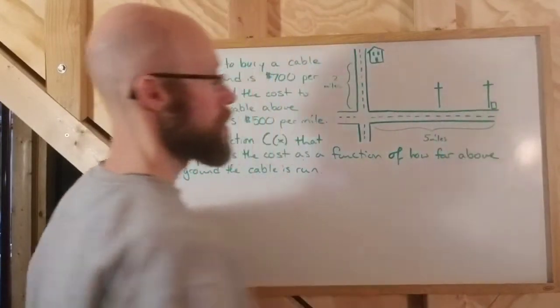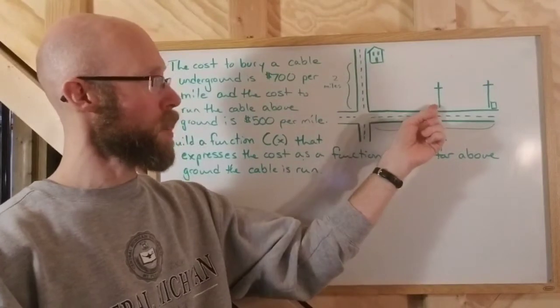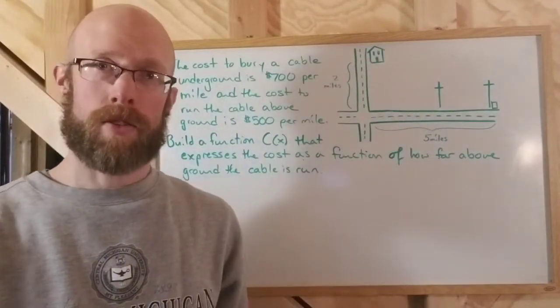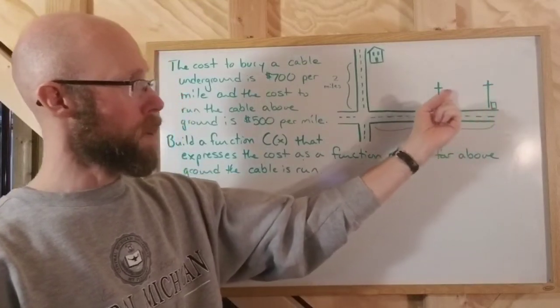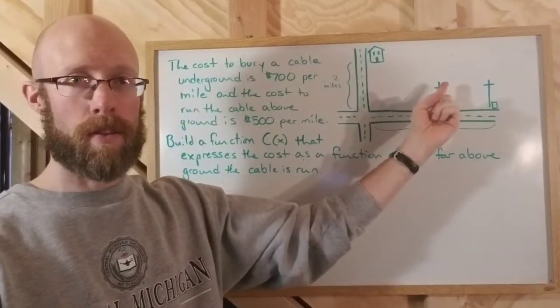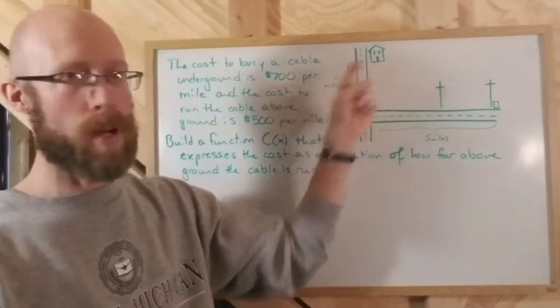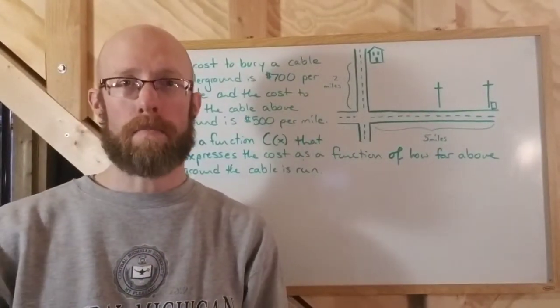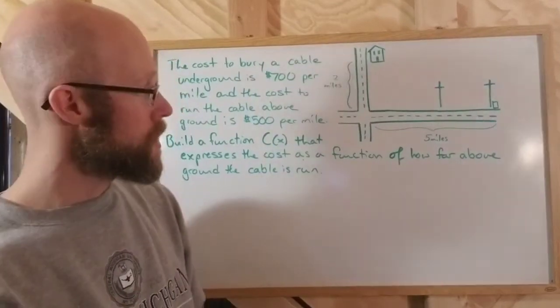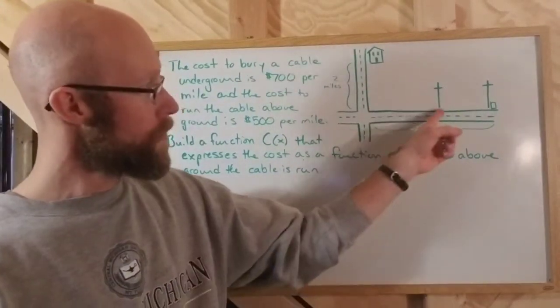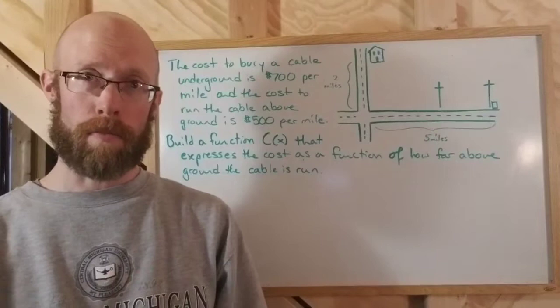So the trick here is to determine a function, to write the cost as a function based upon where the turning point is. And so you may find that running the cable above ground for a portion of that distance and then underground the rest of the way may be the best way to minimize cost. And so the idea here is to find the point at which that turn would take place.